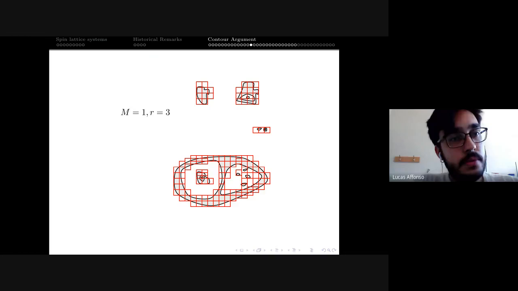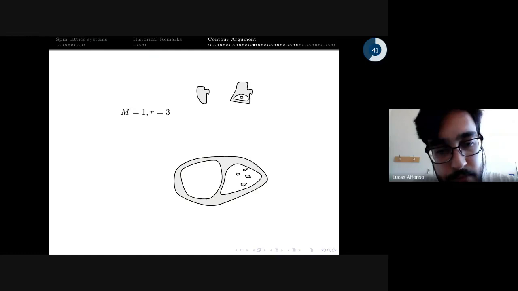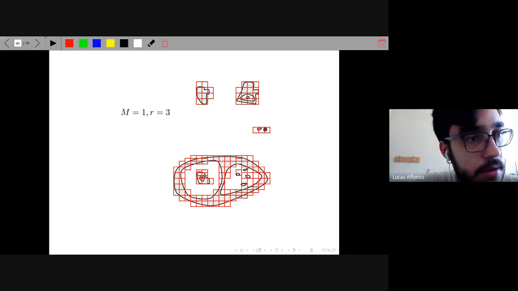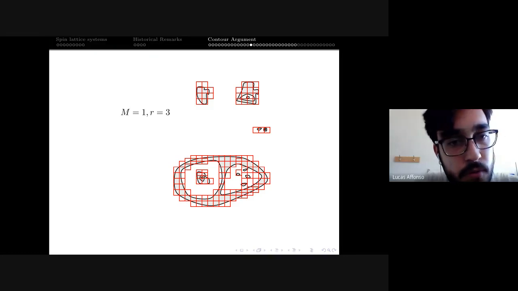Now we will separate these cubes into subsets. We will separate them into sets if they are close according to the scale. So what do I mean by that? I mean the following. Let me get, okay, so blue. So what do I mean?